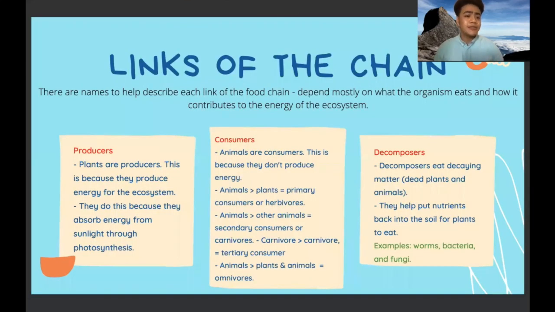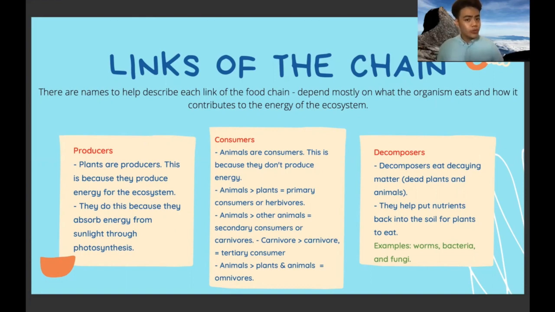So, of course, there are names to help describe each link of the food chain, and it depends mostly on what the organisms eat and how it contributes to the energy of the ecosystem. In the chain, we have three different names to describe each link, which are producers, consumers, and decomposers. First off, we have producers. Plants are producers. Why? Because they produce energy for the whole ecosystem. They do this because they absorb energy from the sun through photosynthesis.